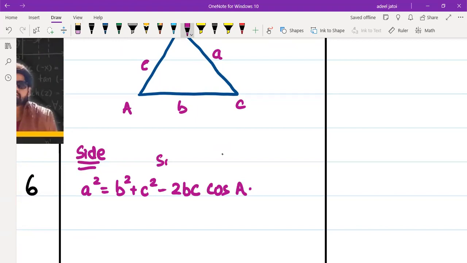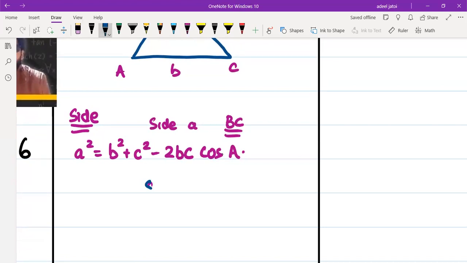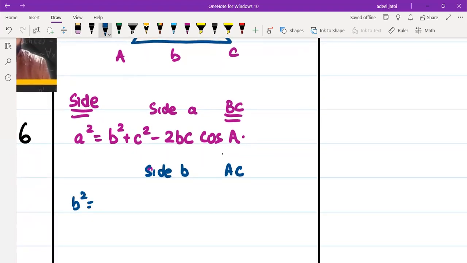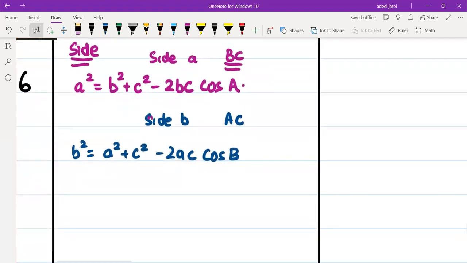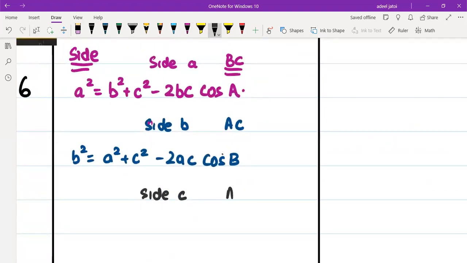This is for side A, which is BC. If we have side B, which is AC, then the formula will be B square is equal to A square plus C square minus 2AC cos B, that be angle B. If you want to have side C, which means your side C is AB, this should be C square is equal to A square plus B square minus 2 AB cos C.